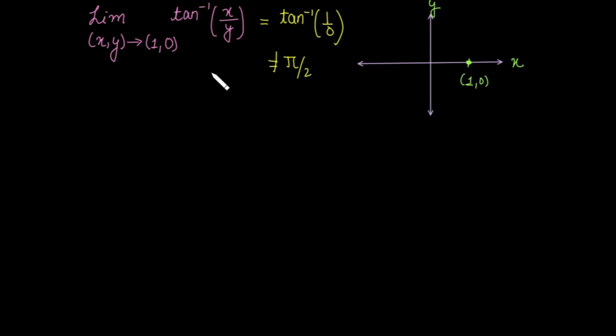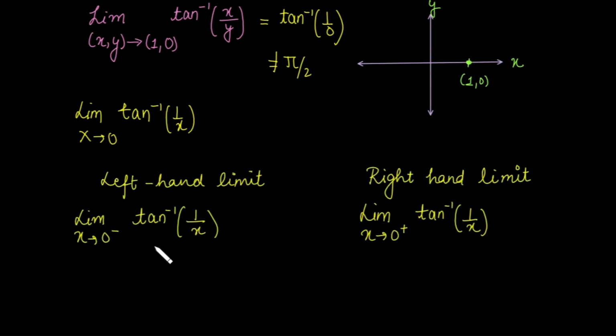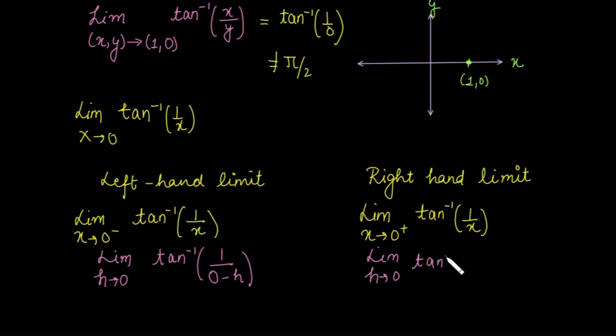To understand why, let's first examine a one variable function. Suppose we have the function tan inverse 1 by x as x approaches 0. In a one variable function, we need to check both the left side limit and the right side limit. For the left hand limit, as x approaches 0 from the negative side, we get limit h approaches 0 of tan inverse 1 by (0 minus h). And on the right side, we get limit h approaches 0 of tan inverse 1 by (0 plus h).